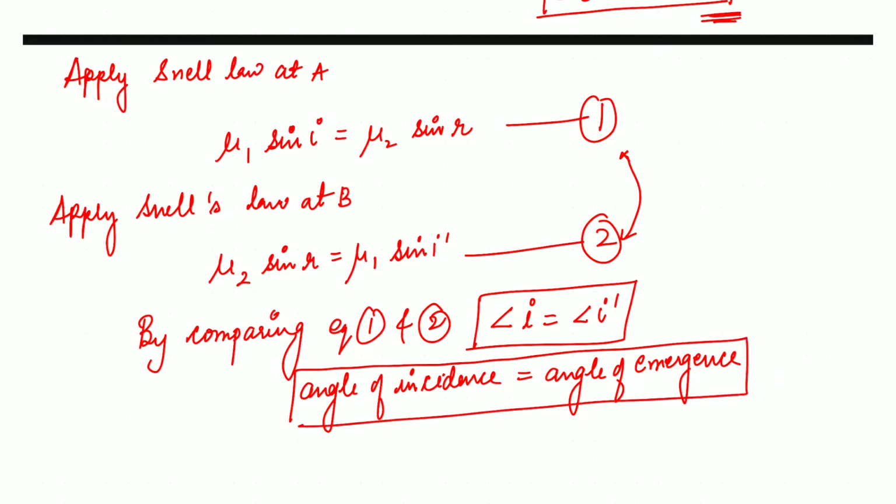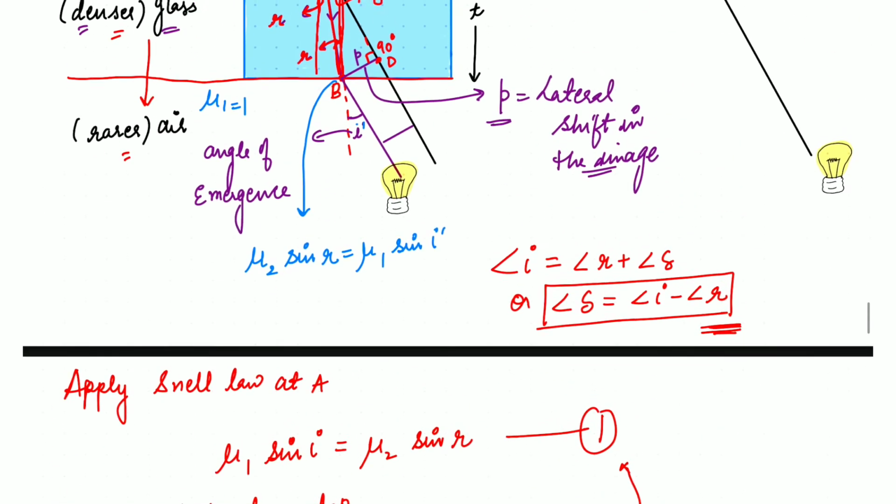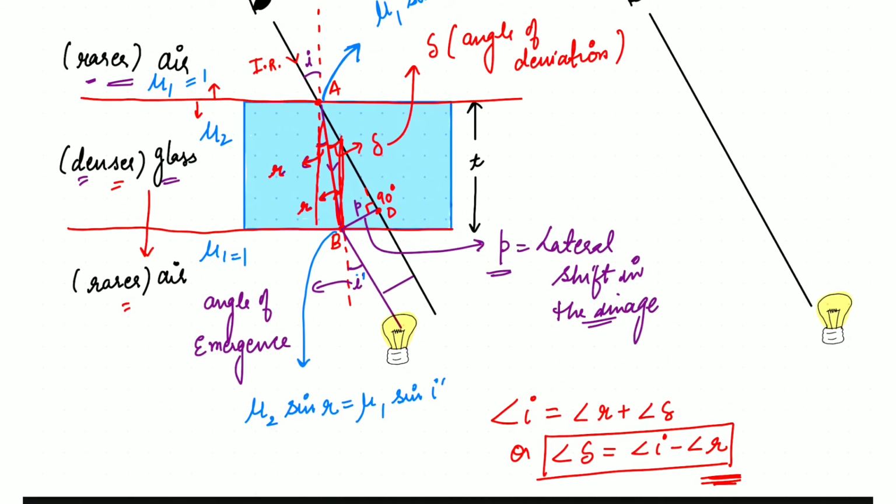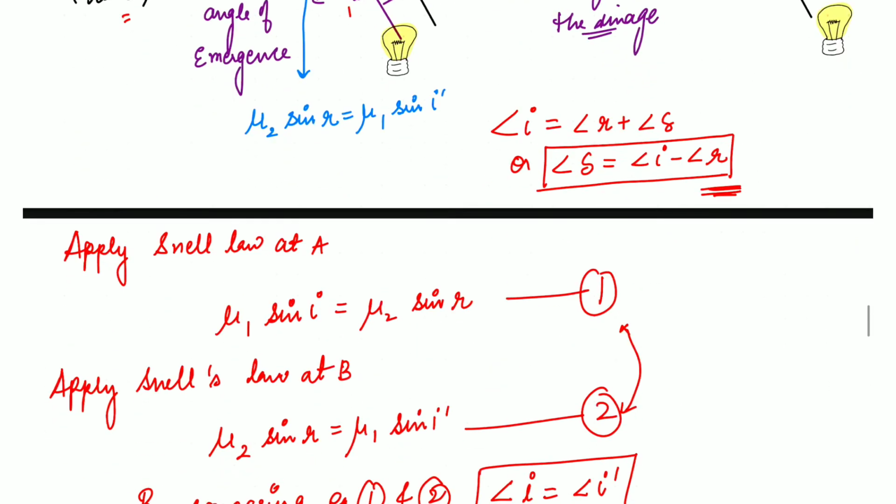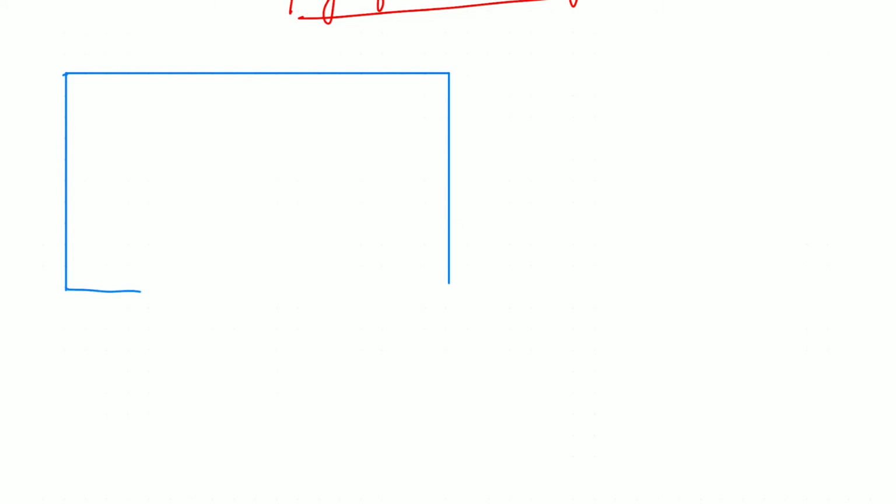Okay, great. Now if it is understandable to you, let's find a way to find out the value of lateral shift. In order to do that, let me again make the figure big so that it can be understandable. All right, so this is the thing.